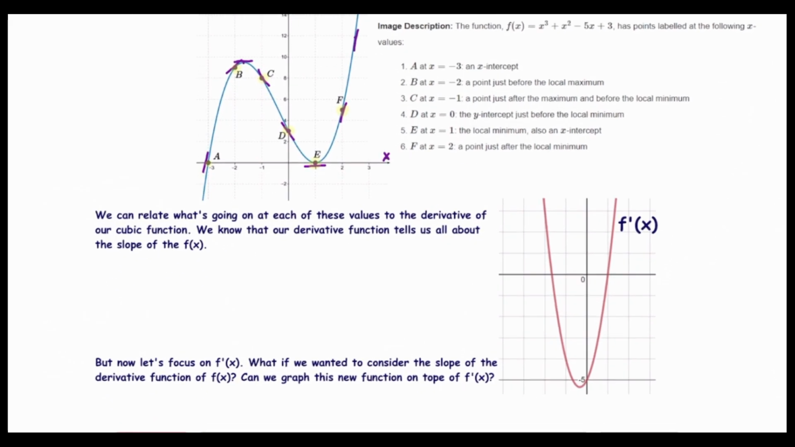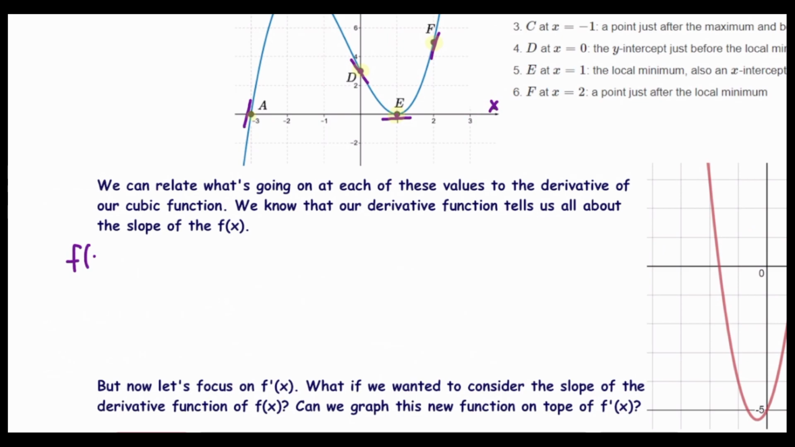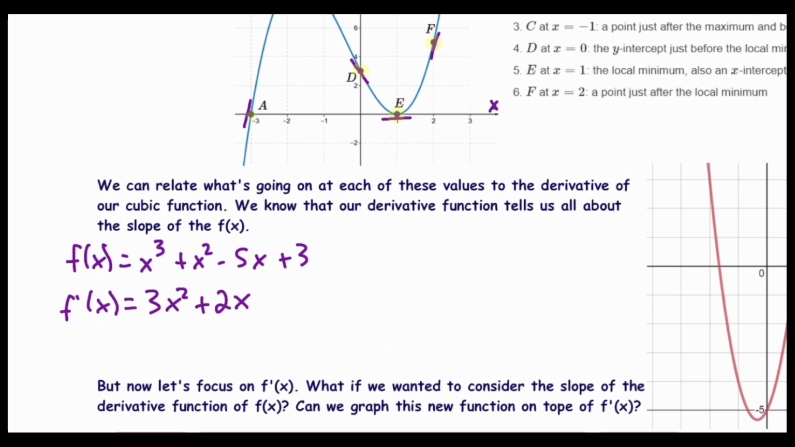So my function was f of x equals x cubed plus x squared minus 5x plus 3. So I find the derivative of each of those pieces, and using the rule of sum and the rule of difference, I can put that together. And so we're going to have f prime x is equal to 3x squared plus 2x to the power of 1. I don't need to write the 1, so just 2x, minus 5, and the plus 3 is gone. So this is my derivative.